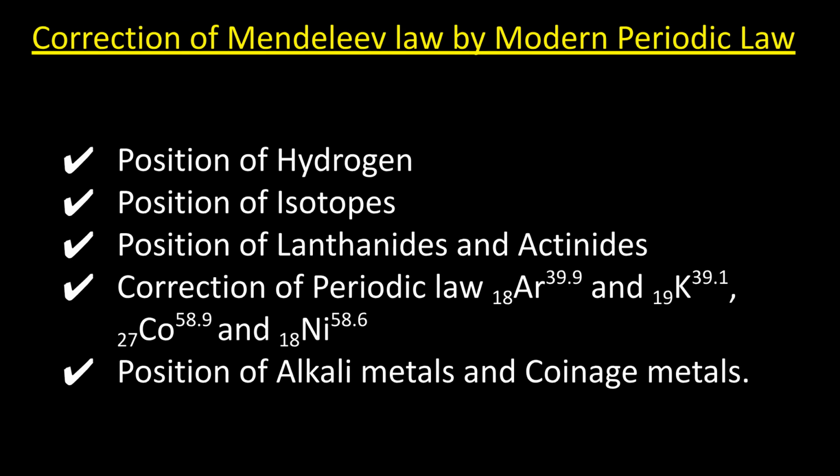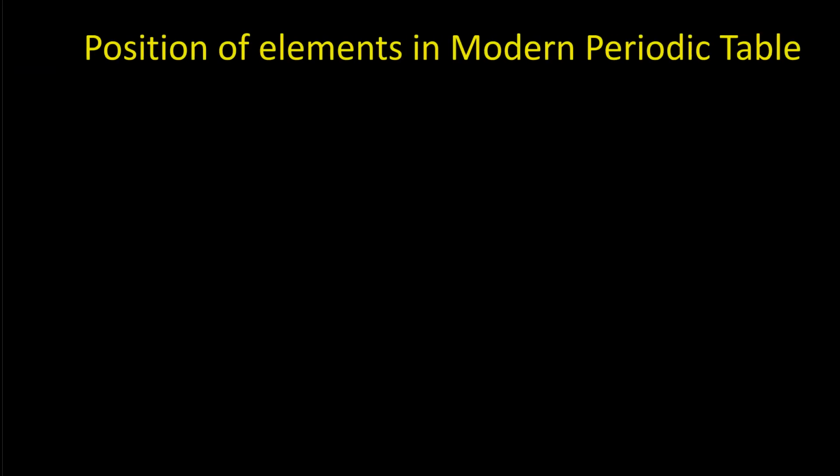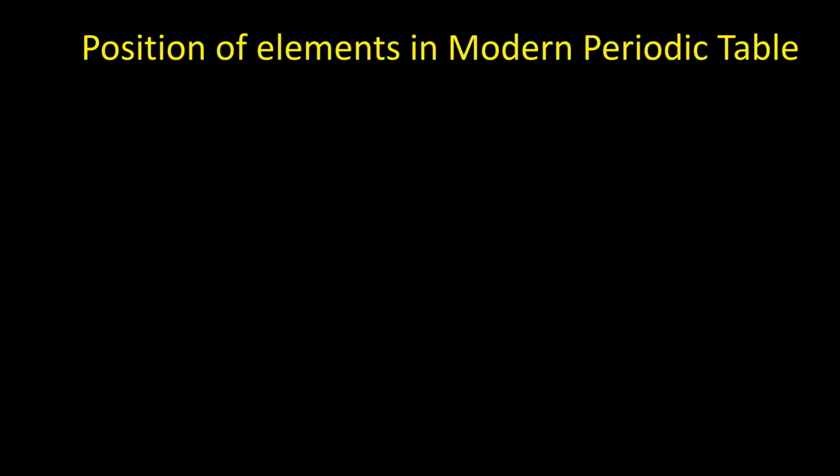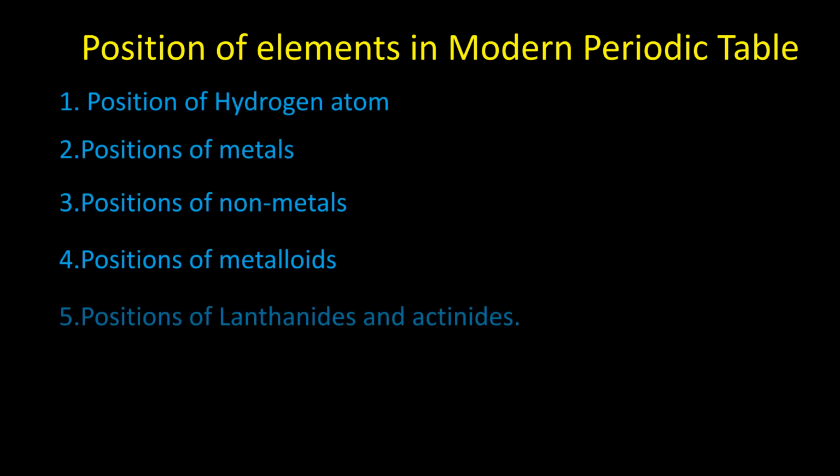Modern theory corrected many of Mendeleev's issues, including the placement of hydrogen, isotopes, lanthanides, actinides, and the classification of alkali and coinage metals. This table highlights key differences between the original and modern approaches, specifically regarding atomic mass versus atomic number and the organization of groups and periods. The modern table provides a clear structure for locating hydrogen, metals, nonmetals, metalloids, rare earth elements, and inert gases.